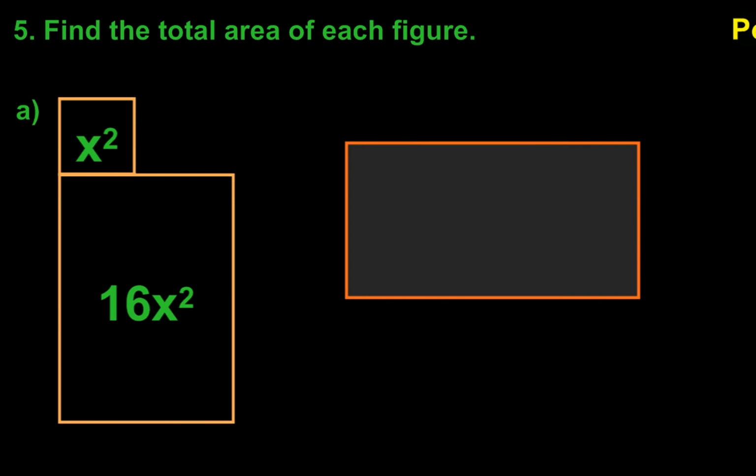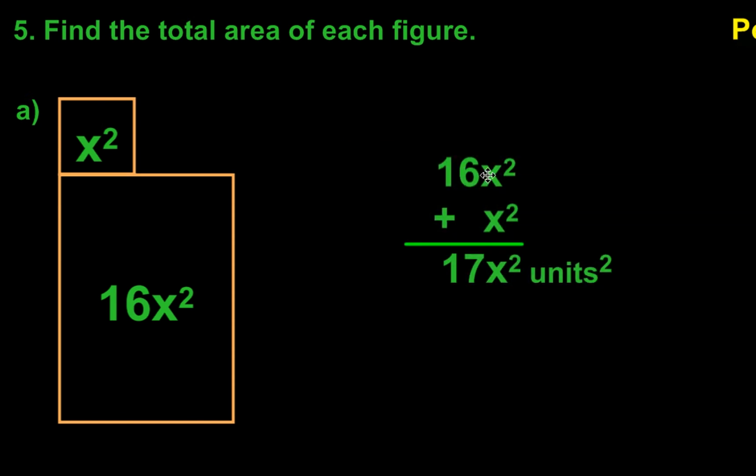Next, we'll take a look at 5. Find the total area of each figure. We've been given x squared as the area of this small square and 16x squared as the area of this larger rectangle. We need to add those together, and that's going to look like this: 16x squared plus x squared. Remember, x squared is assumed to have a 1, so 1 plus 16 is 17x squared. We don't know what size these things are being measured in, so we'll just call them units. And because it's area, we have to say units squared.